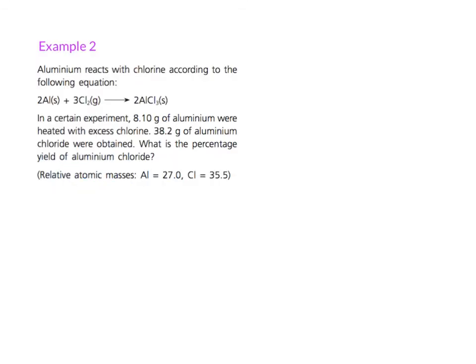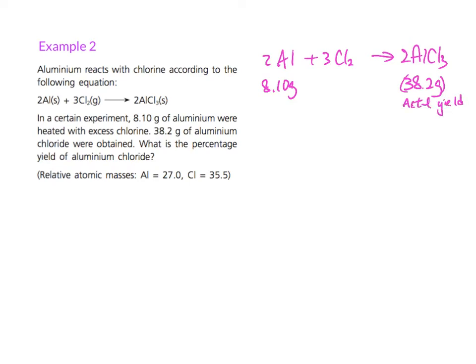Next, one more example. We have aluminium reacting with chlorine. According to the equation, shown right there, you've got 2Al plus 3Cl2 becoming 2AlCl3. We have 8.1 gram aluminium, and then we have 38.2 gram, that is the actual mass, the actual yield, of the aluminium chloride. We want to find the percentage yield.